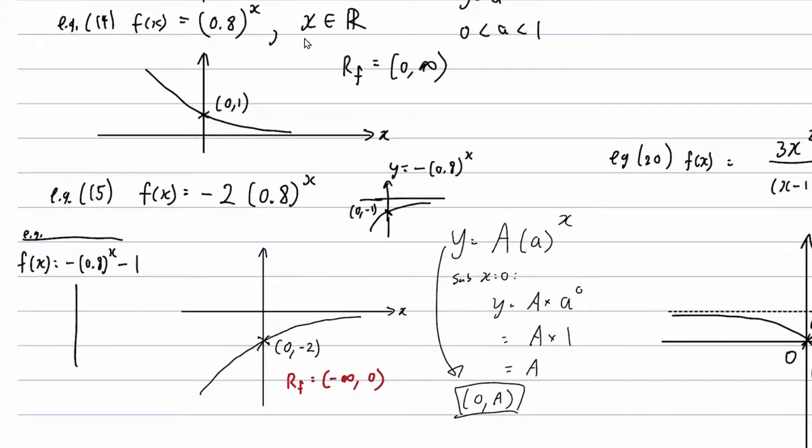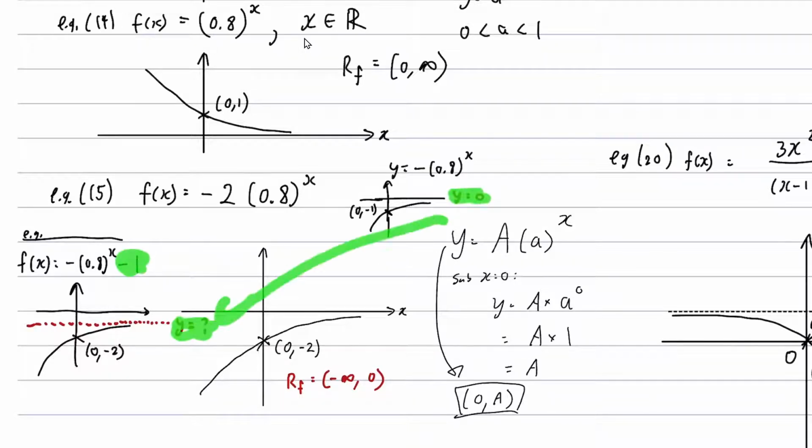So what will we get? We'll get something like this. It will still cut through 0, negative 2. But this time, where is my asymptote now? The horizontal asymptote. Previously, it was y equal to 0. After you bring down by 1 unit, where's the horizontal asymptote? Must be over here, right? Also brings down. So it's y equals, what would it be? Negative 1, exactly. Just bring down by 1 unit, so y equals negative 1.